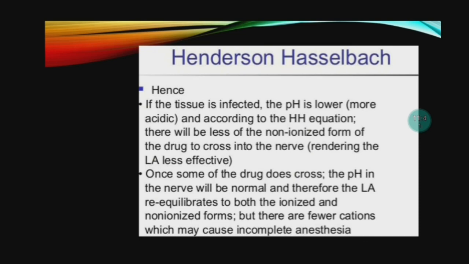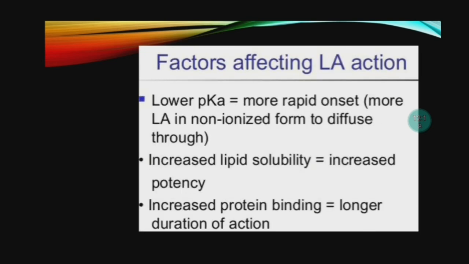Henderson-Hasselbalch: if the tissue is infected, the pH is lower, more acidic. According to the HH equation, there will be less of the non-ionized form of the drug to cross into the nerve, rendering the LA less effective. Once some of the drug crosses, the pH in the nerve will be normal and therefore the LA re-equilibrates to both the ionized and non-ionized forms. But there are fewer cations, which may cause incomplete anesthesia.